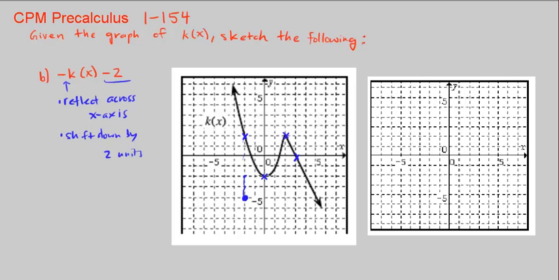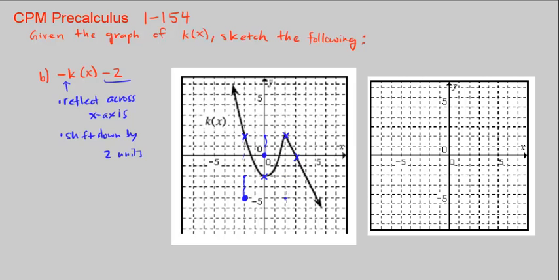This point reflects up here. Instead of at negative 2, it becomes positive 2, and then it shifts down 2 units. So this point becomes this point here. This point reflects again, so from positive 2 it becomes negative 2.